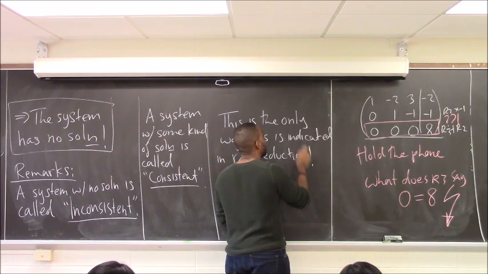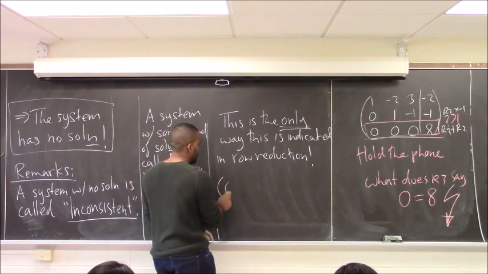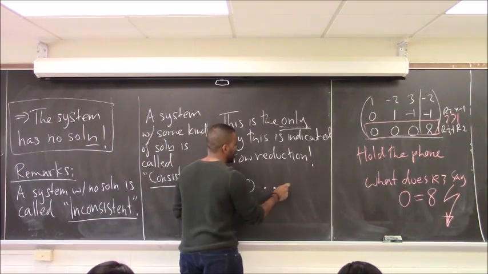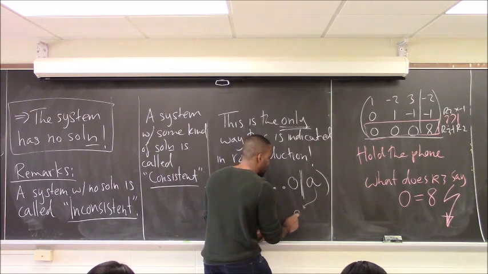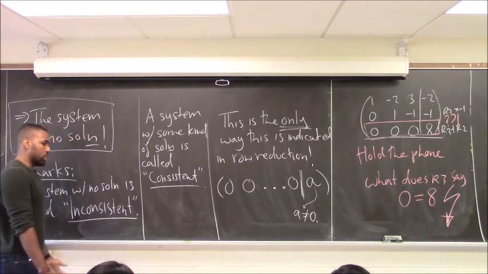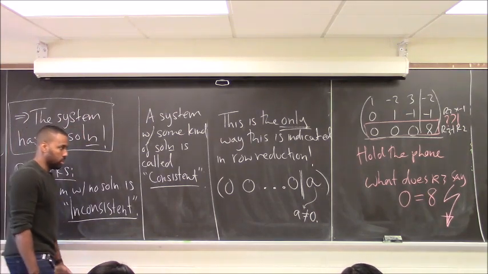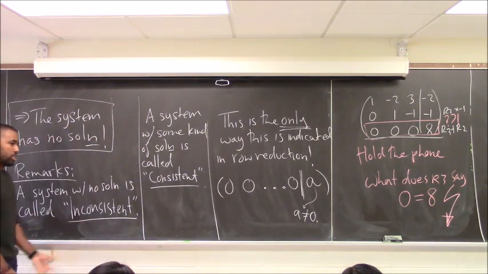So you don't really have to worry about looking out for anything other than that particular situation. So you have a bunch of zeros, and then over here, you have some number where a is not 0. Once that situation shows up, it has no solution. And it will only ever show up if there's no solution. In every other case, there is a solution.